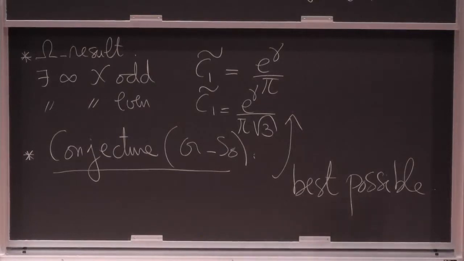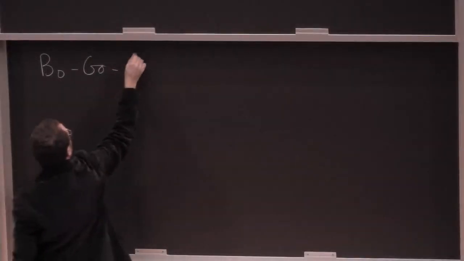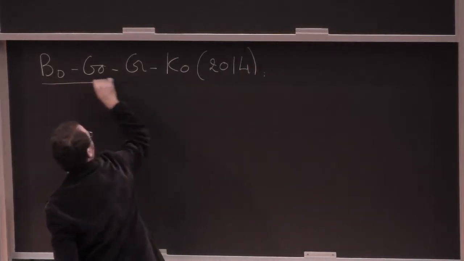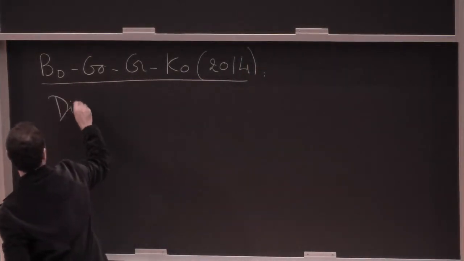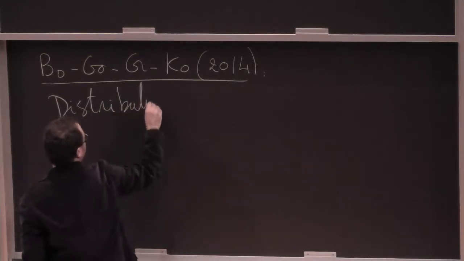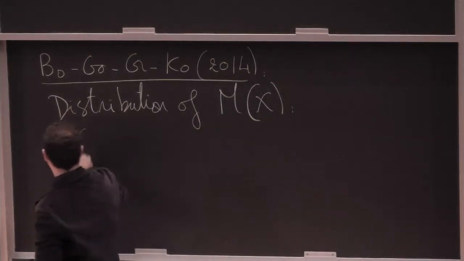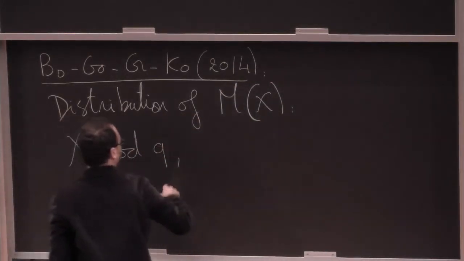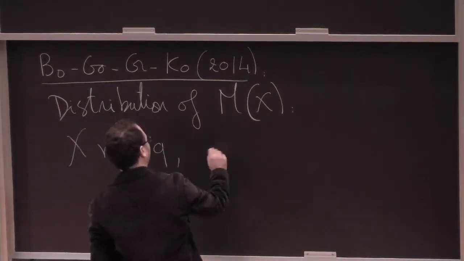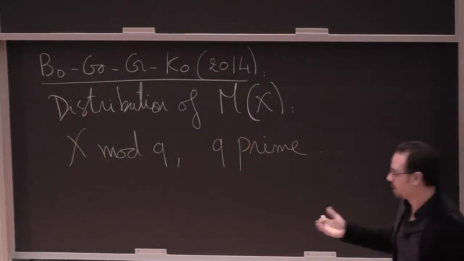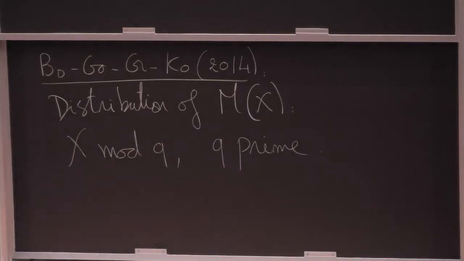And in fact, recently, a result by Bober, Goldmacher, Granville, and Koukoulopoulos in 2014 studies the distribution of M of chi. Here, chi varies mod q, so primitive characters mod q, and q is prime. Okay. And the results give strong evidence for the Granville-Soundararajan conjecture that these bounds should be best possible in the Montgomery-Vaughan theorem.